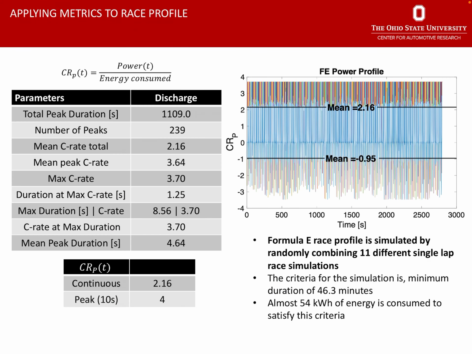Applying these metrics to the race profile, the maximum C rate observed was 3.7 C with a continuous C rate of 2.16 C. The duration at which the maximum C rate happens is around 8.5 seconds. So if I'm choosing a cell for designing a battery pack for this application, it should at least have a sustained continuous C rate, that means it should be able to be discharged at 2.16 C continuously for an indefinite time period, and should be capable of 4C discharges for at least 10 seconds.